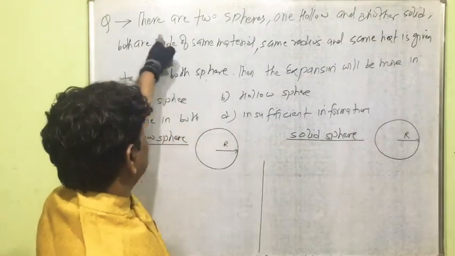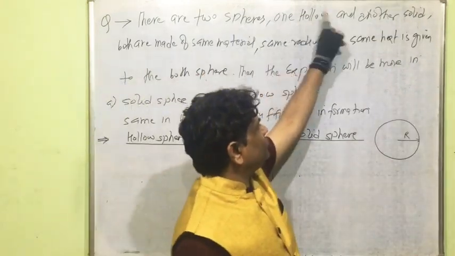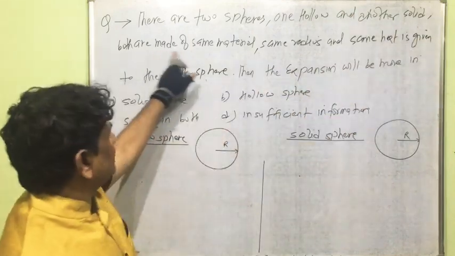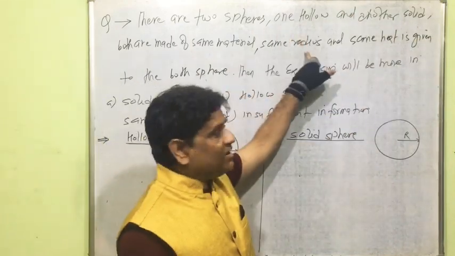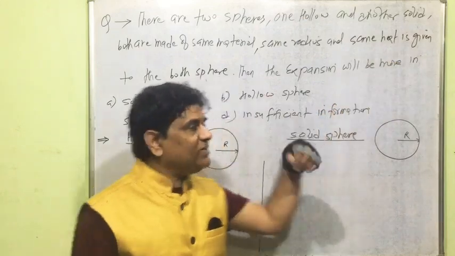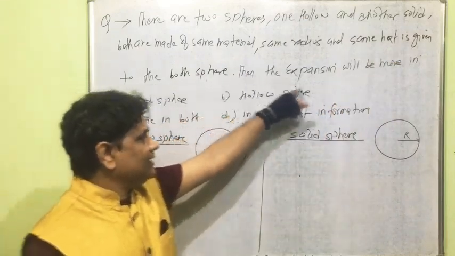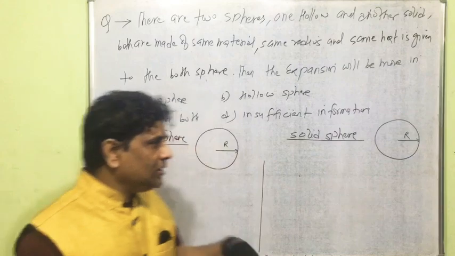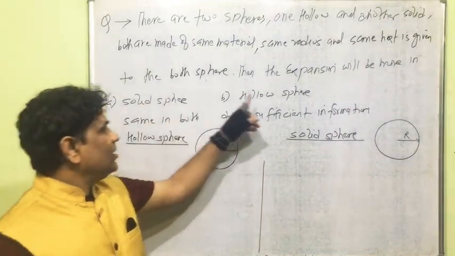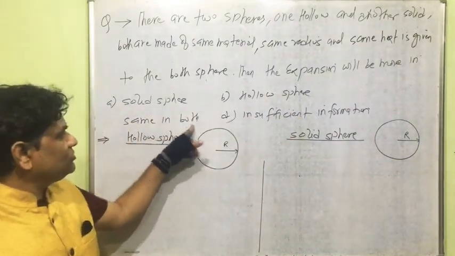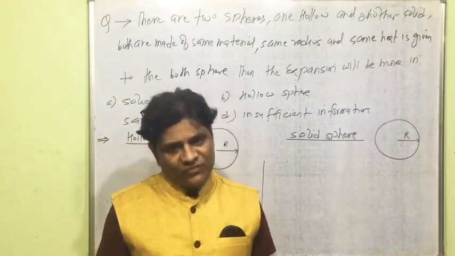Now the next question: there are two spheres, one hollow and another solid. Both are made of the same material, same radius, and the same heat is given to both spheres. Then the expansion will be more in: solid sphere, hollow sphere, same in both, or insufficient information?